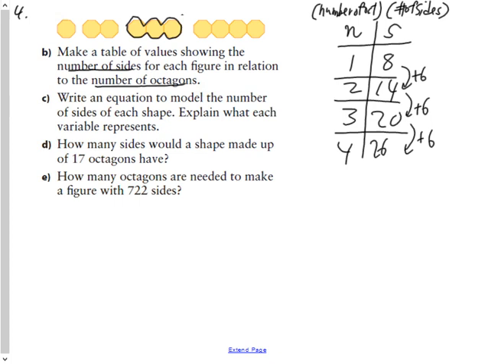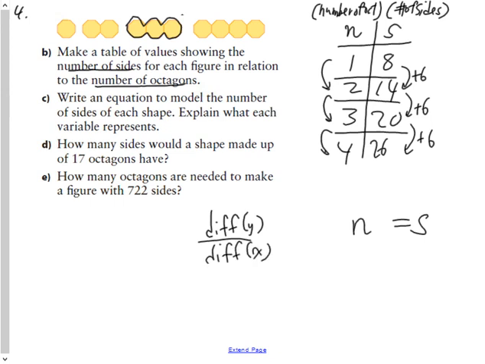And the next part says, for C, write an equation to model the number of sides of each shape. So what we're looking for is the relationship between the number of octagons and how many sides there are. And just like in grade 7 and grade 8, if you look for the difference in the y column divided by the difference in the x column, or in this case the difference in the s column divided by the difference in the n column, that will tell you the coefficient of your equation. So 6 divided by 1 is 6. So therefore, 6 is your coefficient.